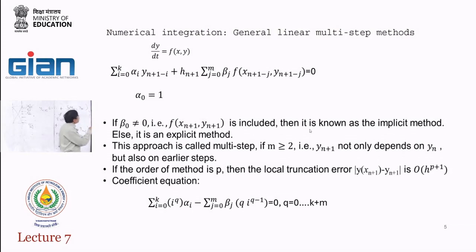Then what are the unknowns here? These alpha_i and beta_j. This is the coefficient equation that you need to solve, for q equal to 0 to k plus m, and as you keep substituting it, you will actually get a bunch of equations together.